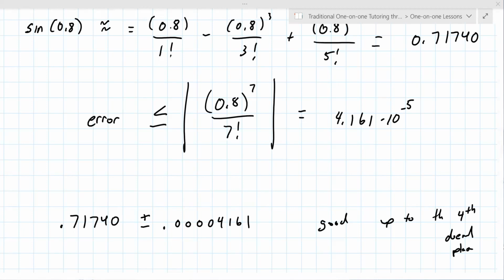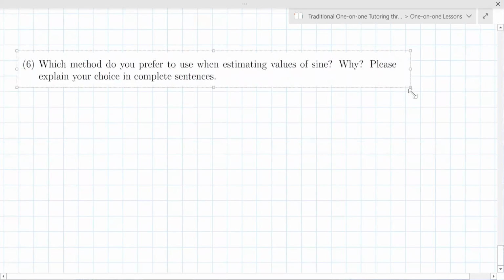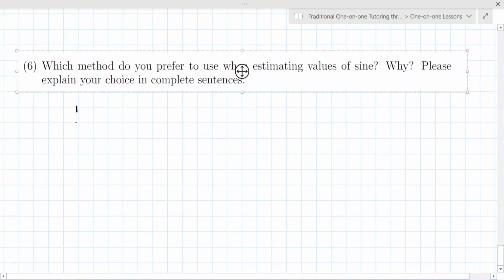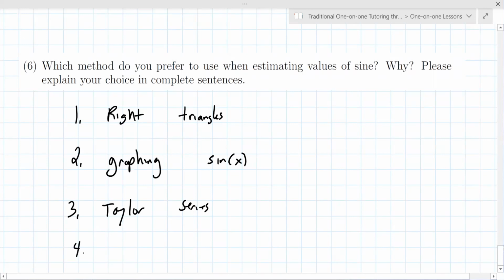Which method do you prefer to use when estimating values of sine? I prefer to ask a friend. So I guess the choices here are right triangles, graphing the sine function, and then the Taylor series. And what I don't know is whether an option here is called the calculator.